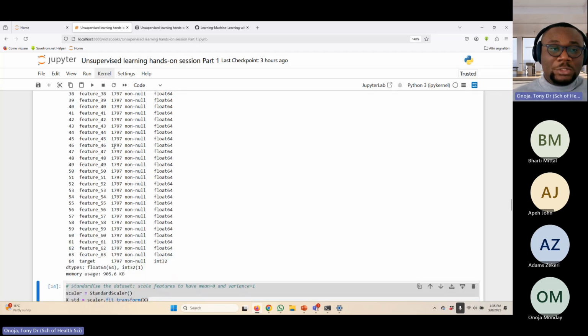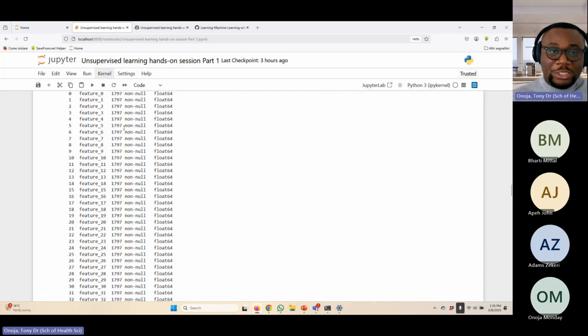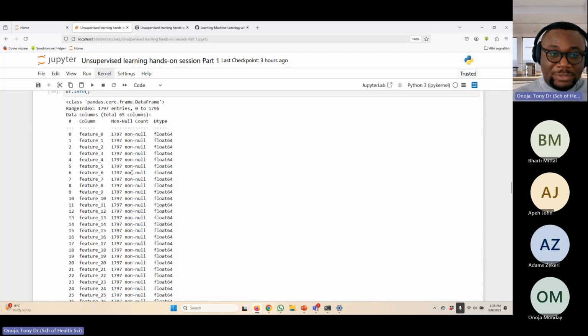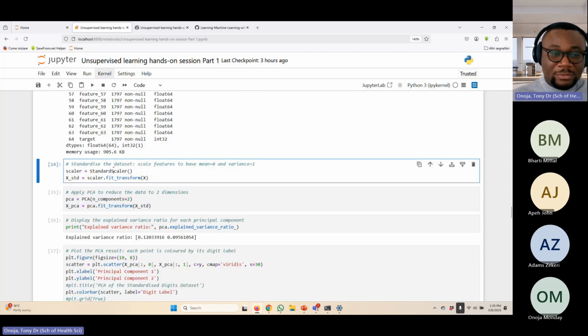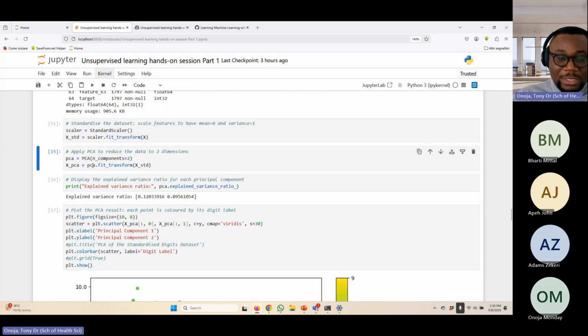The next thing you do is df.info to see if you have any missing values. Luckily for us, for this dataset, we do not have any missing values, which is quite impressive. The next thing we do is scale. Like I said, you have to scale your features before you feed them to the algorithm. When you scale them, you give all of them a good ground to compete on.